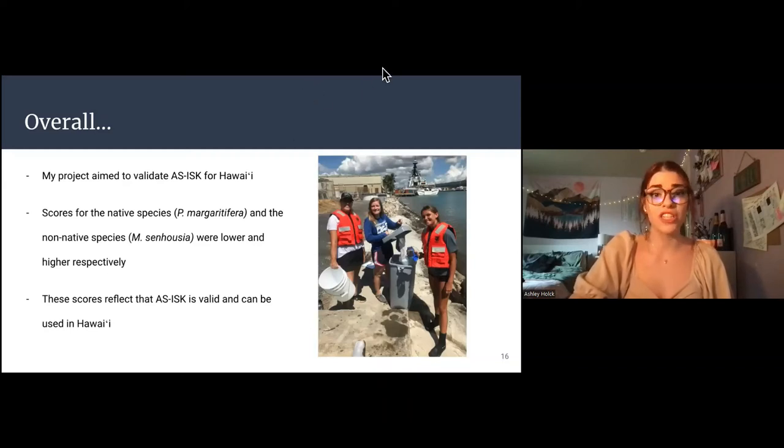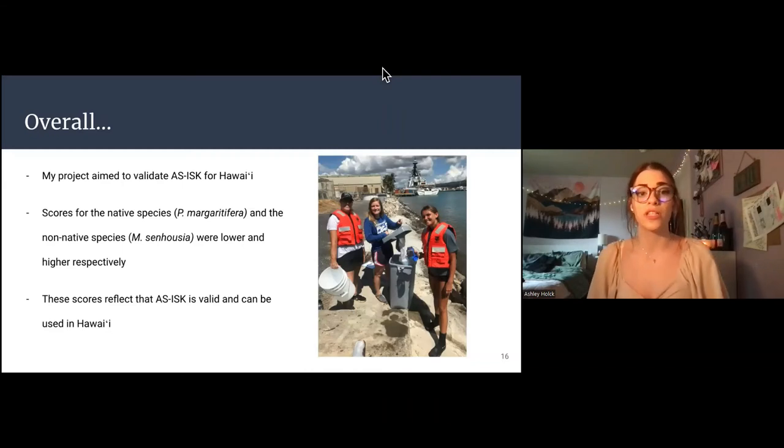So overall, my project aimed to validate ASICS for the state of Hawaii, which it did, as my native and non-native species were lower and higher respectively in the scores. And these scores reflect that ASICS is valid and can be used in Hawaii.